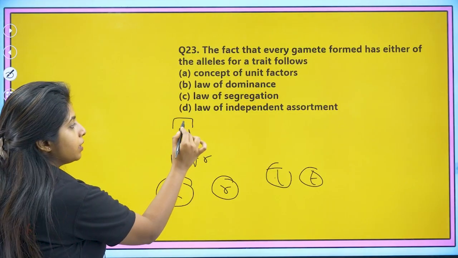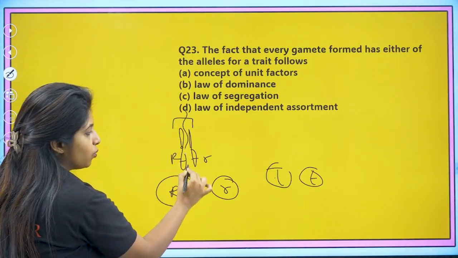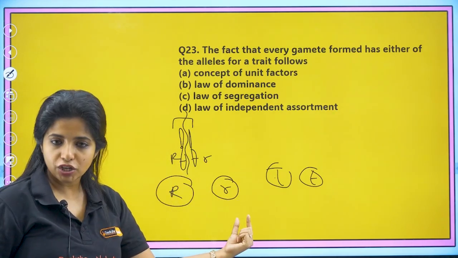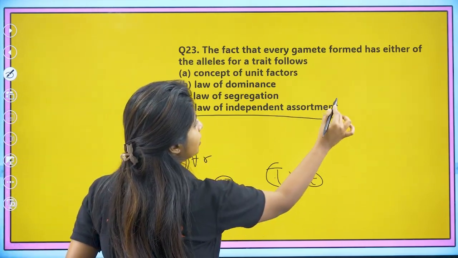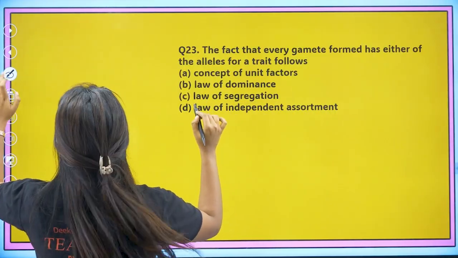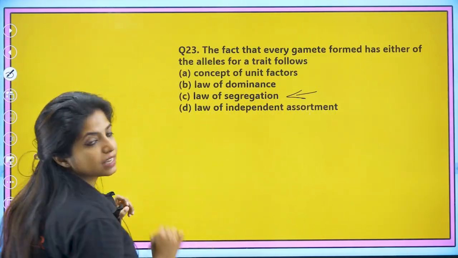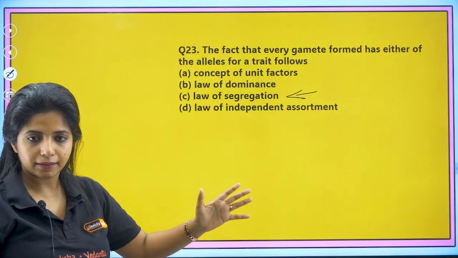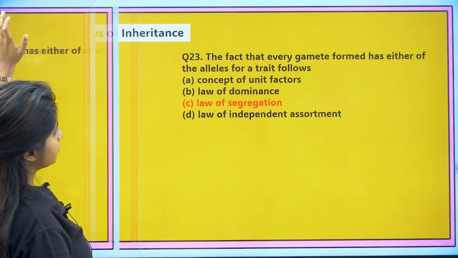Whenever you have a pair of alleles, both of them are going to segregate, and one of them is going to each gamete. So this is law of independent assortment, and this is law of segregation. Whenever you are forming gametes, a pair would be segregating. Okay, so C is your answer.